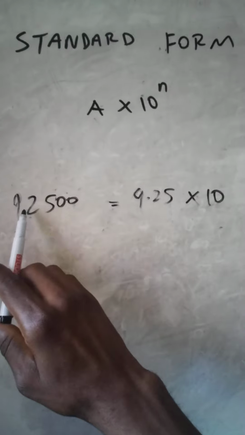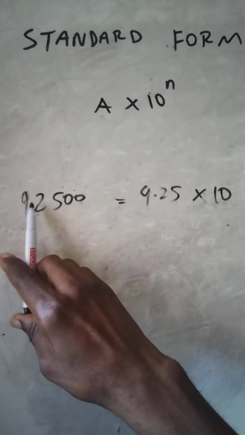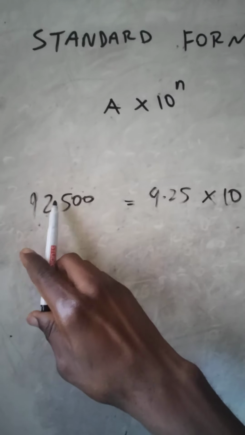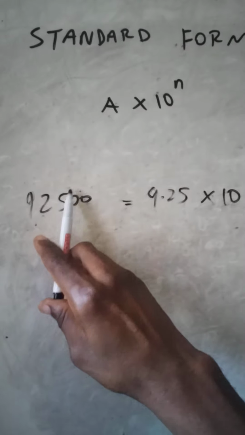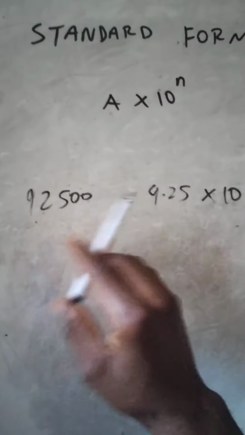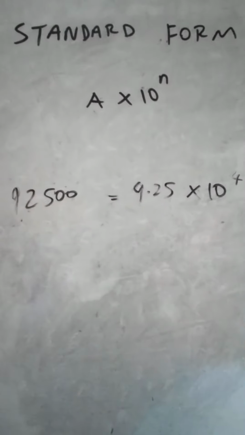So what direction do I need to go to get back to the original number? How many times do I need to move, how many places do I move? So this is 1, 2, 3, 4. So I move 4 places and to the right. So you put the 4. Once you go to the right, that is positive.